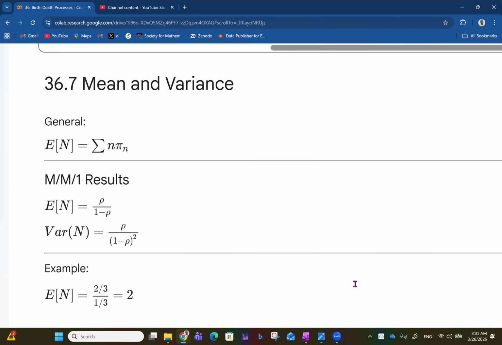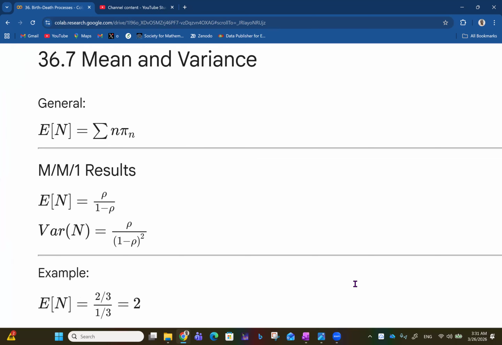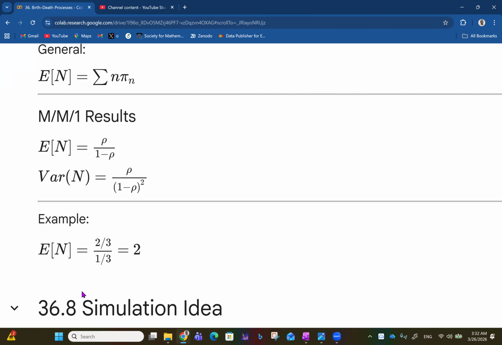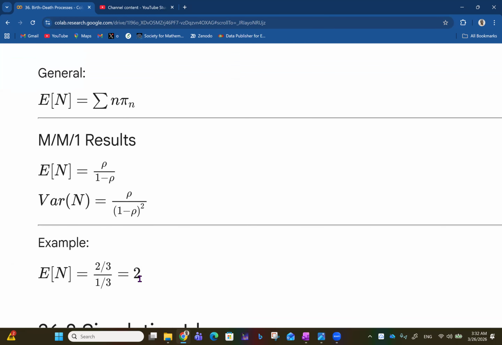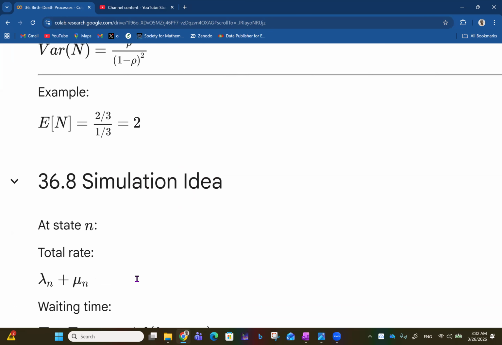So then we have mean and variance for birth and death processes, of which queuing theory is one of those examples, M/M/1, for instance. In the general form now, the expected value of n is the summation of n pi n, and then for the M/M/1 result, that's a queue with just one server, the expected value E of n will be rho over 1 minus rho. You will understand this better in the next video. Then you have the variance of n, which is rho over 1 minus rho squared. And then you have an example. So you have 2 over 3 over 1 over 3. So the expected value is 2. That's like the expected value of arrivals based on these values now.